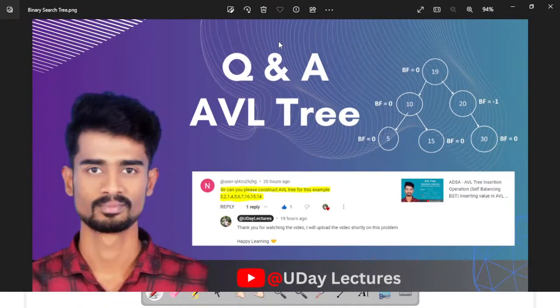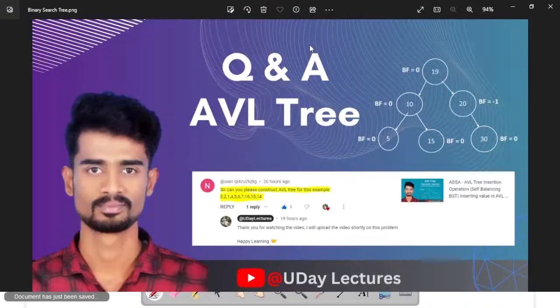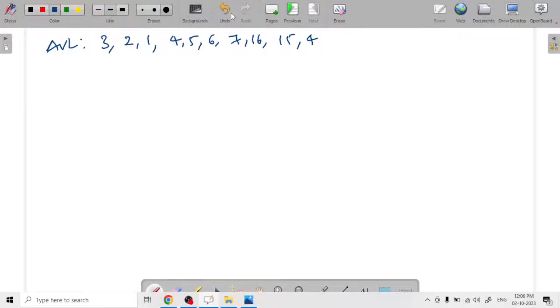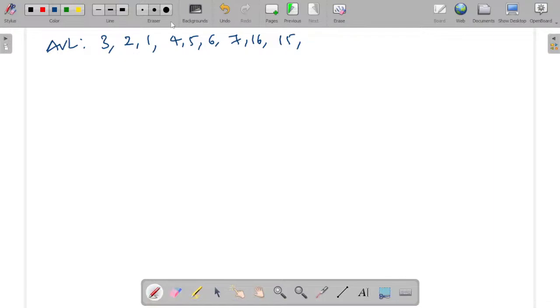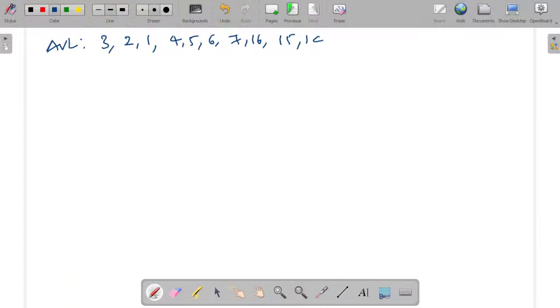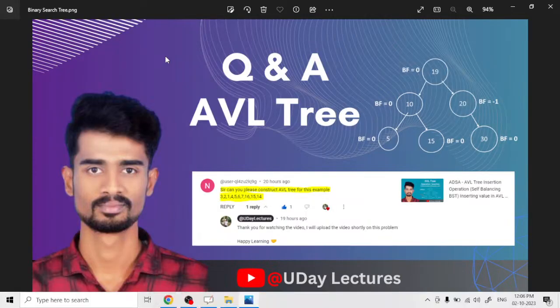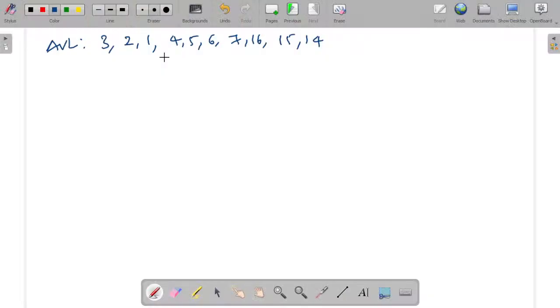I'm just copying the problem which was asked by Asma in the comments. If you want me to solve any problems on any of the trees or any of the data structures, just ask me, so I can make a live session like this, so that you can understand how to solve them. I believe this is the question asked by Asma, to construct an AVL tree for this particular problem.